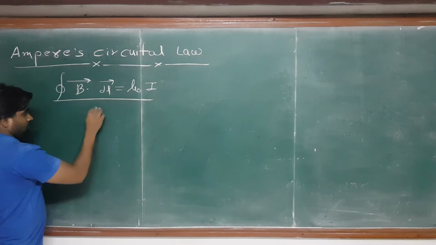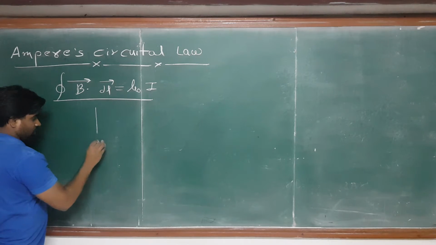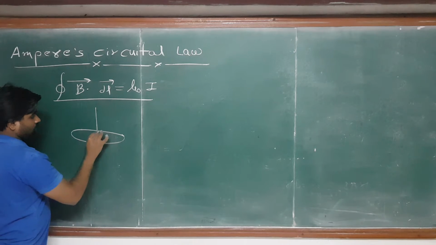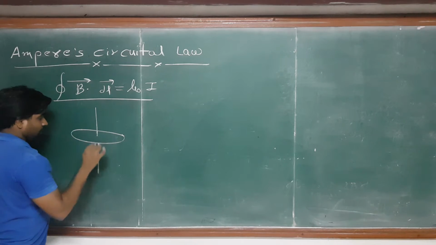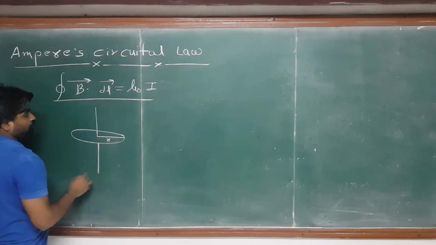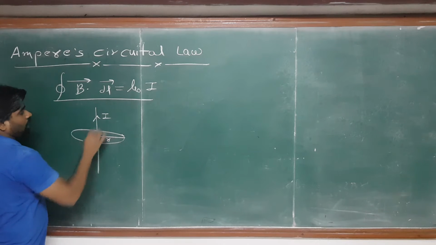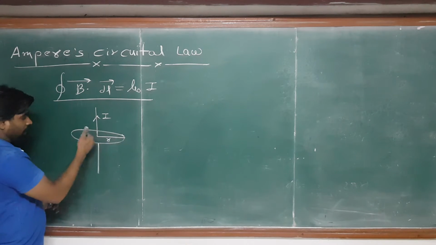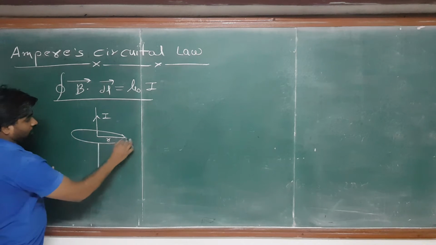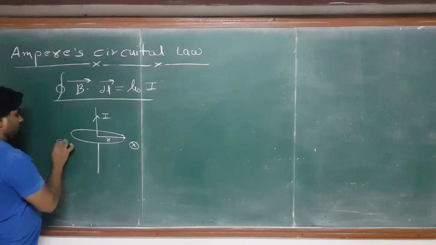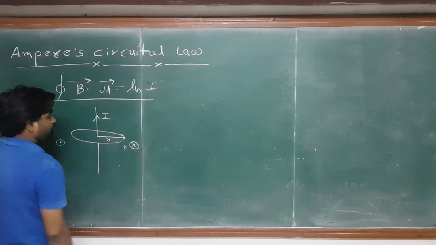This is a current carrying conductor passing through a closed circular loop, and this circular loop has a radius called R. If the current is going up, the magnetic field goes into the board at this point and comes out at this point. So I can denote the cross and the dot here. Let's call this point P.